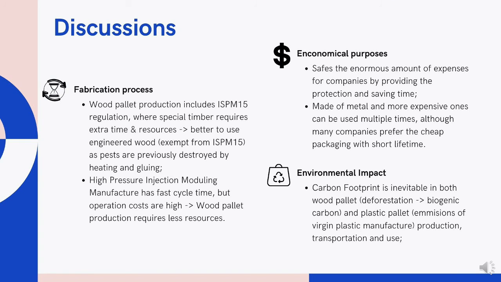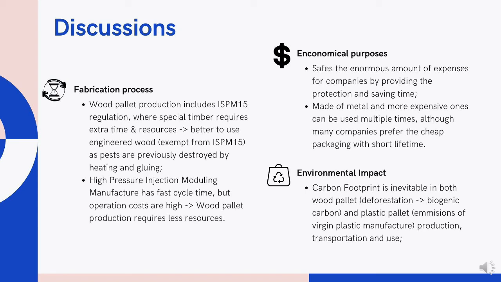There are some points here for discussing concerning different aspects of tertiary packaging. Concerning the fabrication process, wood pallet production includes ISPM 15 regulation, where special timber requires extra time and resources, so it is better to use engineered wood, exempt from ISPM 15, as pests are previously destroyed by heating and cleaning. Also, every method of production has its advantages and disadvantages. One of them, high pressure injection molding manufacture, has fast cycle time, but operation costs are high, while wood pallet production requires fewer resources.